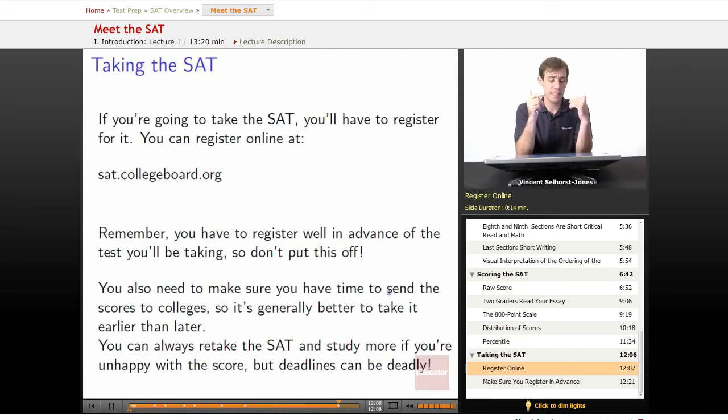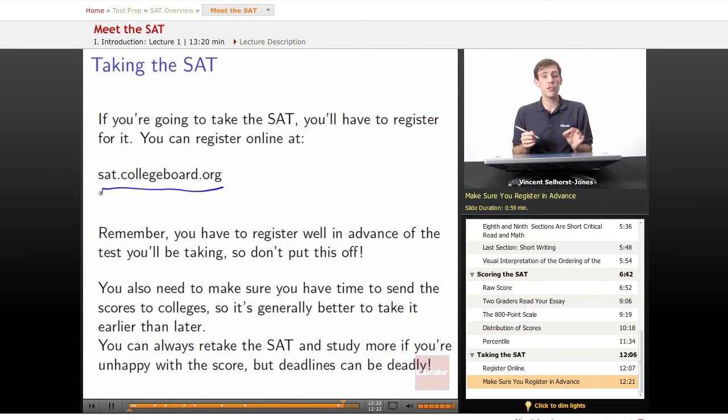If you want to take the SAT, you have to register for it. You can register online at sat.collegeboard.org. Go there, start looking through the site. It'll be really easy to find how to register and set up your test date so you can be ready to take the test down the road. Remember, you have to register well in advance of the test you'll be taking, so don't put this off. It is possible to have a late registration, but that'll put stress on you and extra added cost, so just do this well in advance of when you're going to be taking the test.